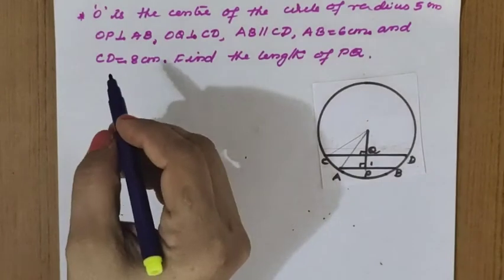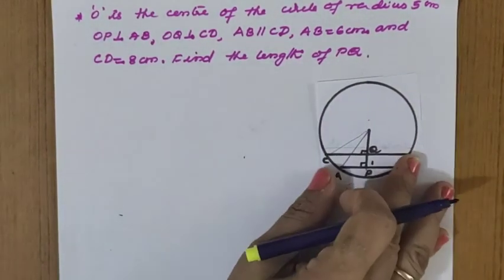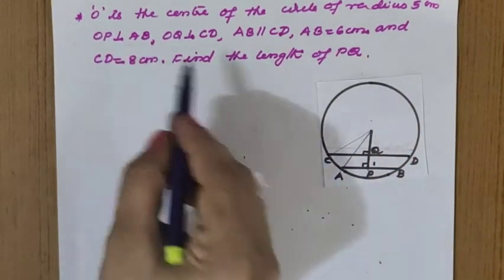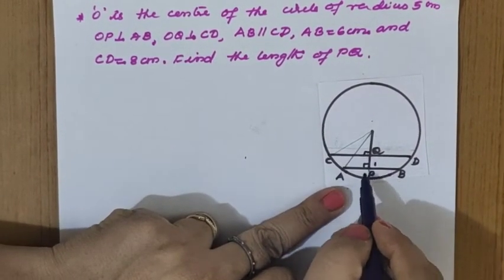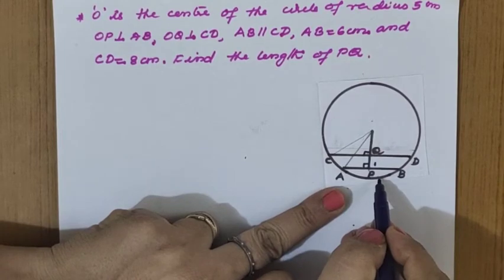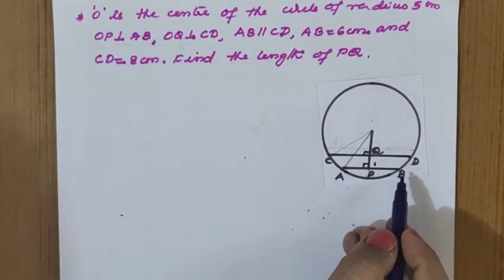The diagram is already given to you. Based on that only we have to do the sum. So what is given here? OP perpendicular to AB. So 90 degree angle. Here also 90 degree. And AB length equal to 6 and CD is 8. So find the length of PQ.